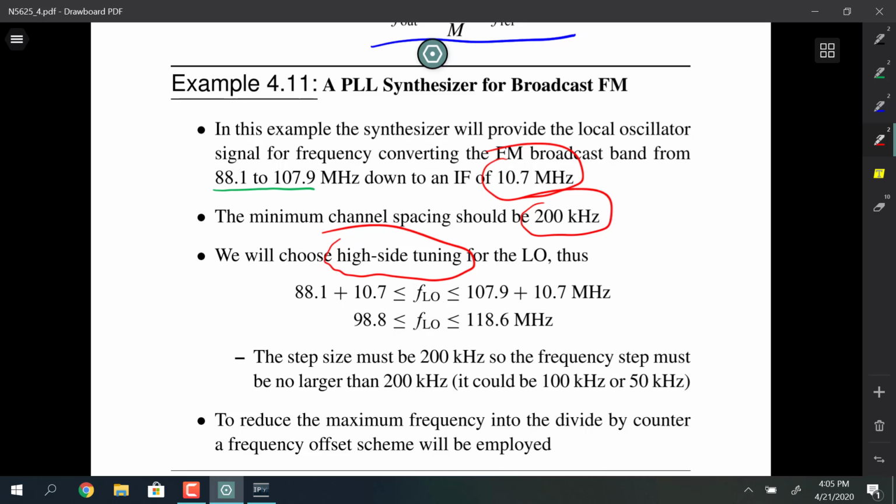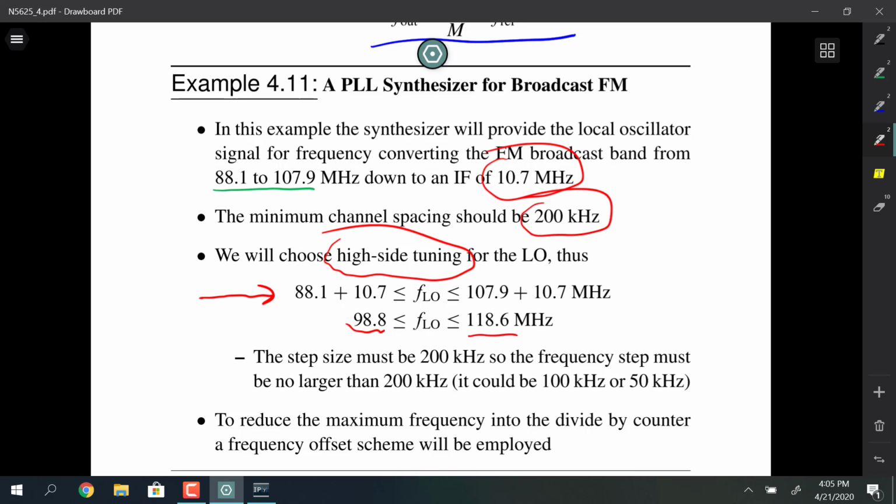The speccing out of the design is what the range is for the digital divide N in order to cover the band of receiving 88.1 up to 107.9. So I start right in here by saying if we're going to do high side tuning, we're going to add 10.7 megahertz to the frequency range we want to tune. So we'll be setting our LO above, so that's 98.8 up to 118.6 megahertz for a local oscillator.